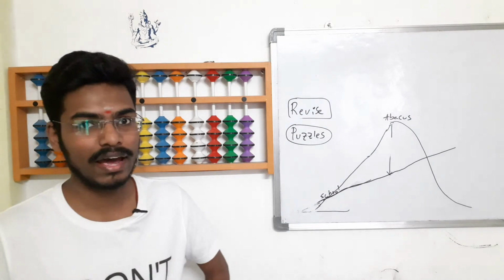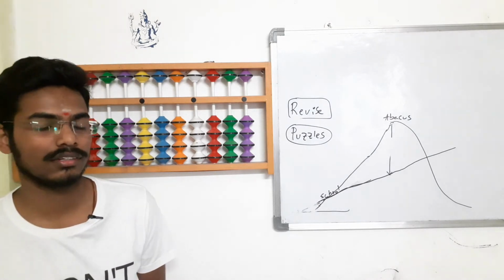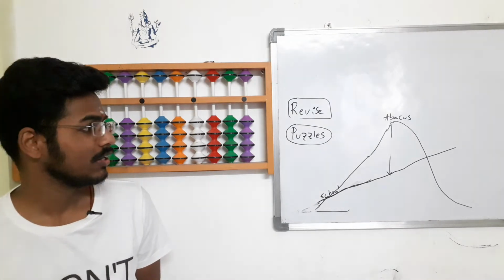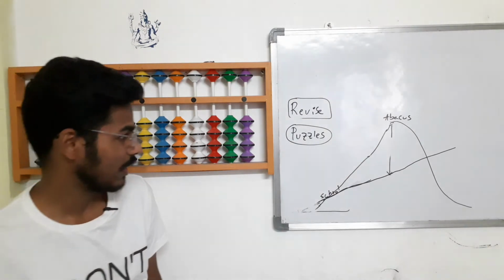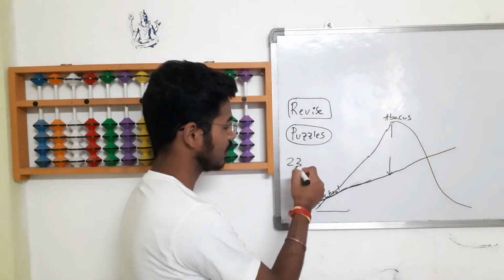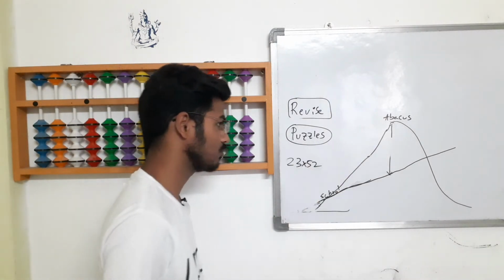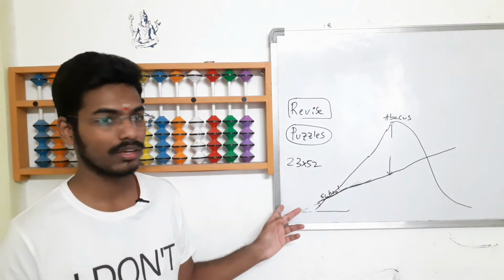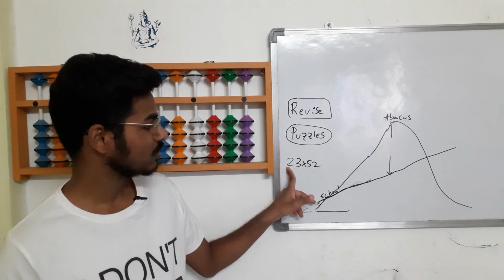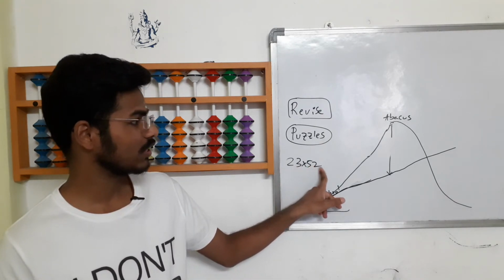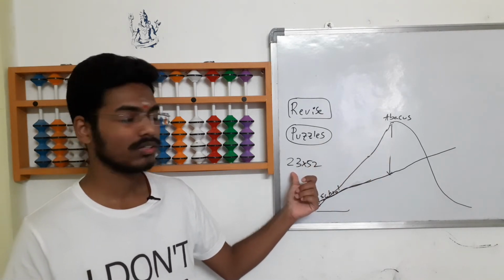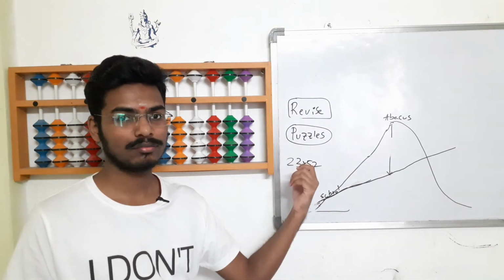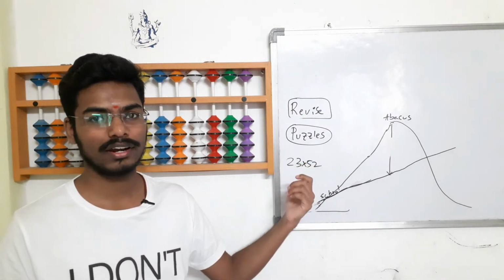So in your maths exams, in your maths classes, you have a lot of calculations, simpler calculations like any multiplication, 23 into 52. This is a very simple calculation. You'll have a lot of these calculations in your maths. So instead of using the school method, you can use abacus for this. In that way, indirectly you're practicing abacus, and you'll not forget this concept.